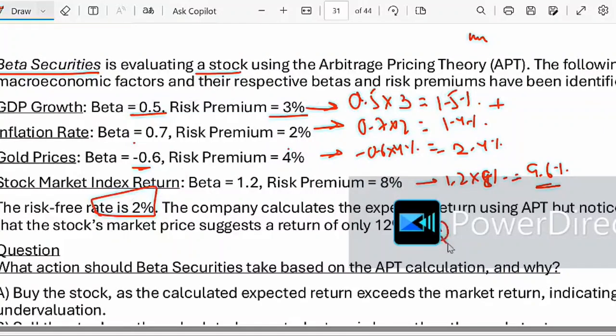So first write risk-free rate 2% plus 1.5 plus 1.4 plus, so minus 2.4 plus 9.6. What is the final answer? Tell me what value you are getting.